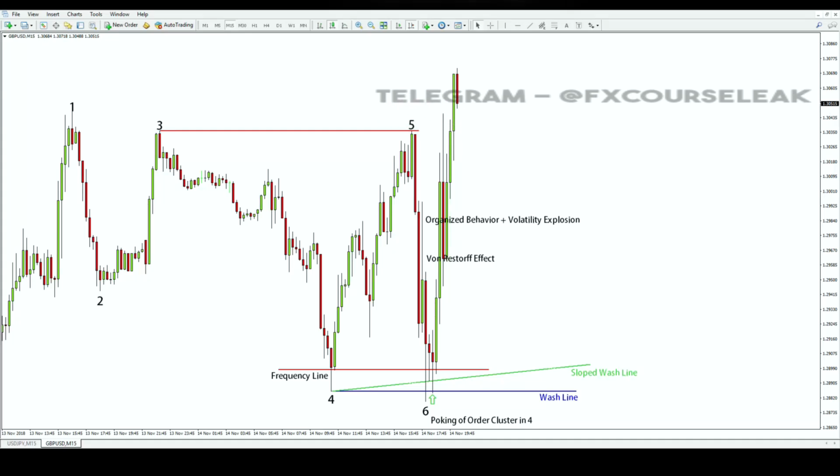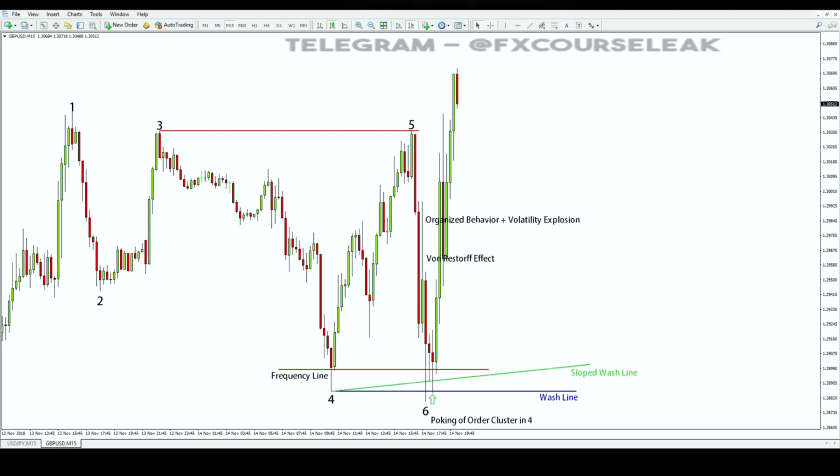As you can see here, the manipulative process was successfully identified and it produced a very nice long trade opportunity.